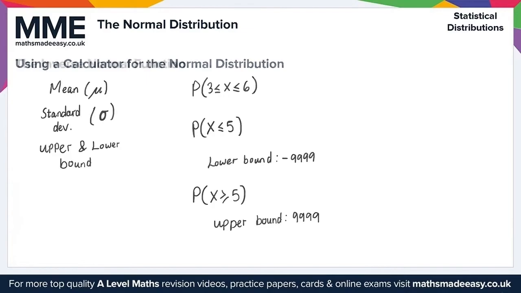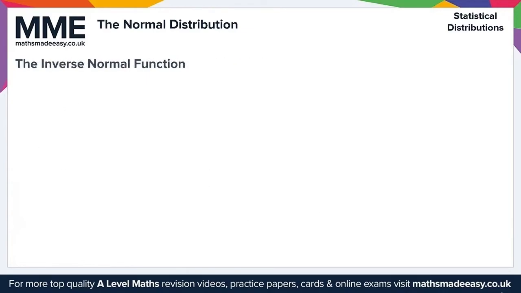And finally, let's take a look at the inverse normal function. Sometimes you might be given a probability p and asked to find x such that p is equal to the probability of our random variable x being less than little x. For this we use the inverse normal function, which should also be on your calculator. You simply input a mean, standard deviation and probability, and the calculator gives you x such that p is equal to the probability of x being less than little x. That gives us everything we need for the inverse normal function, and that concludes this Maths Made Easy video on the normal distribution.